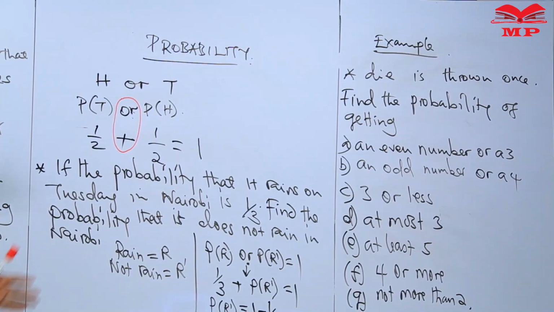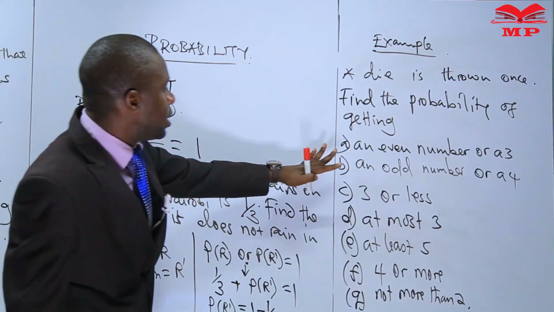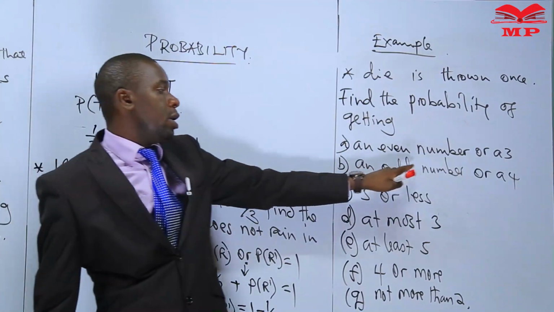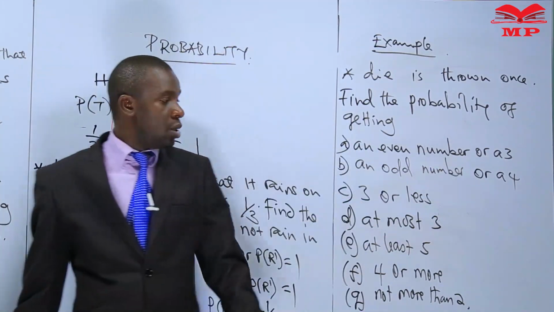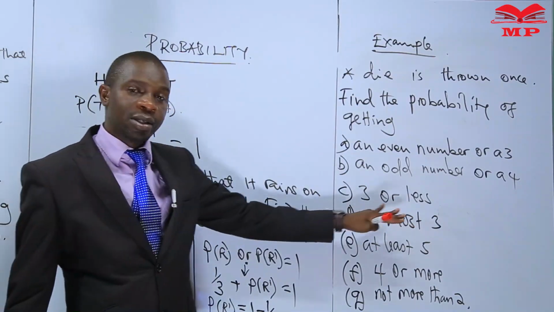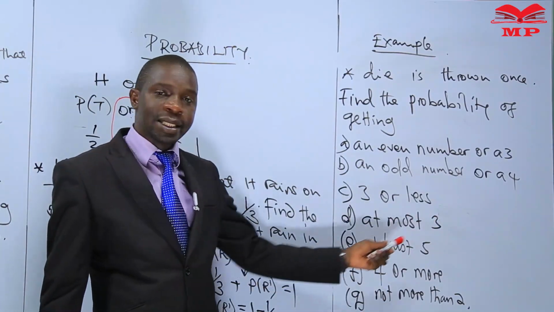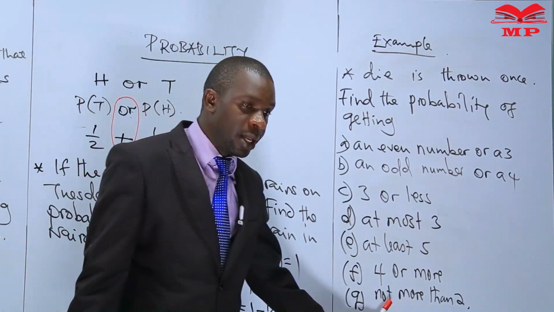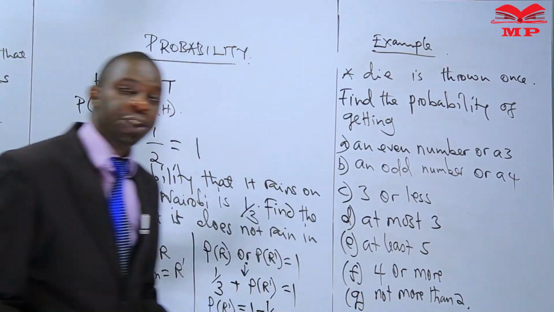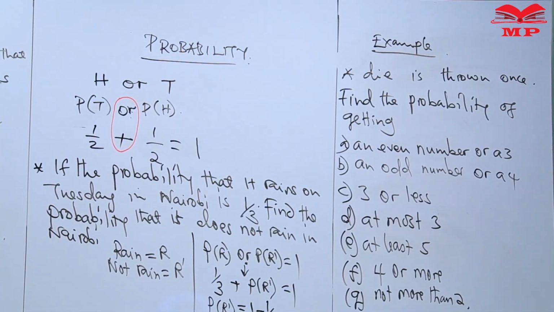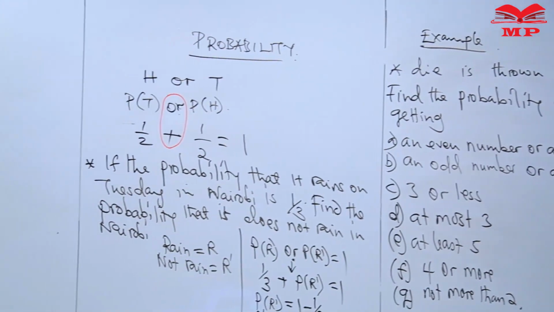So a die is thrown once. Find the probability of getting an even number or a 3, an odd number or a 4, 3 or less, at most 3, at least 5, 4 or more, and then not more than 2. So I want us to start by working on that in this place.